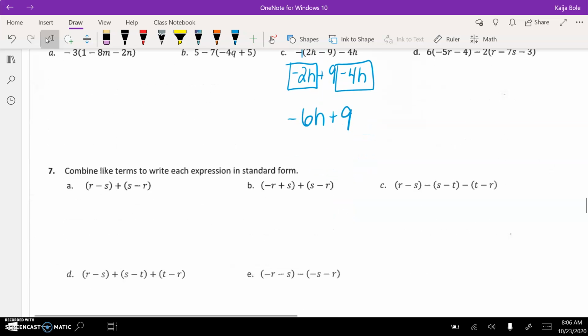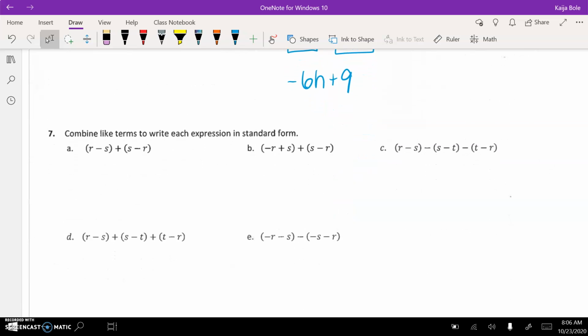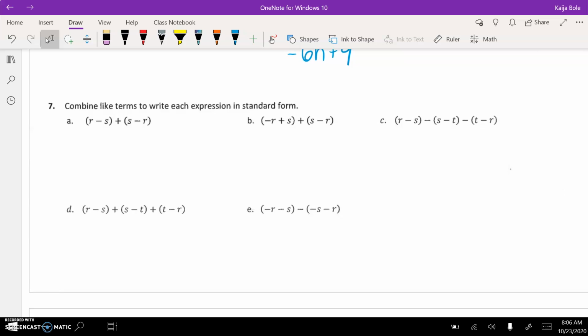And then 7, combining like terms. Just take into consideration, like in part C here, we've got this negative sign. So the first thing you have to do is rewrite it. So that this would be r minus s. And I have minus s plus t minus t plus r.